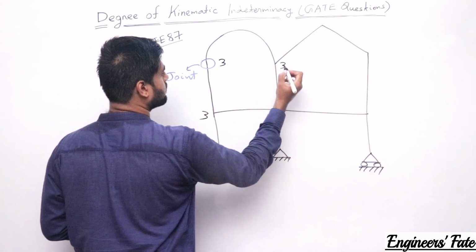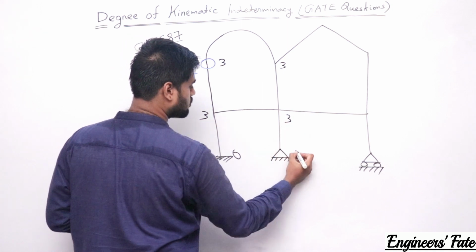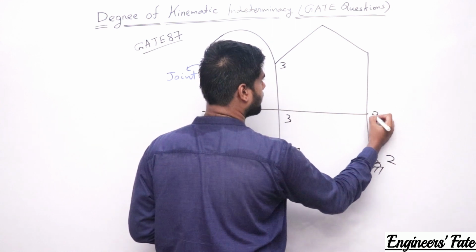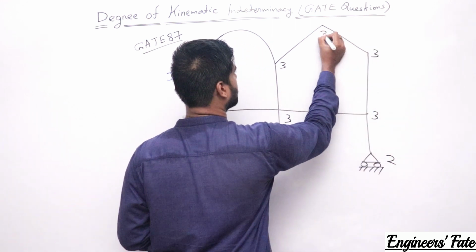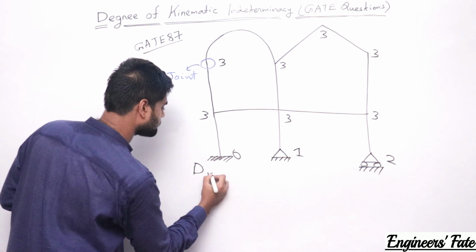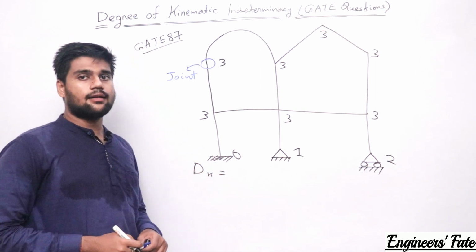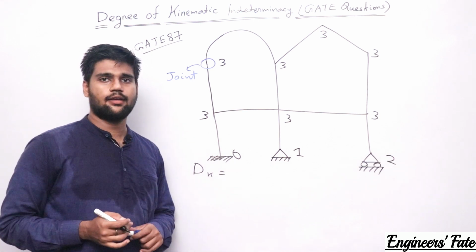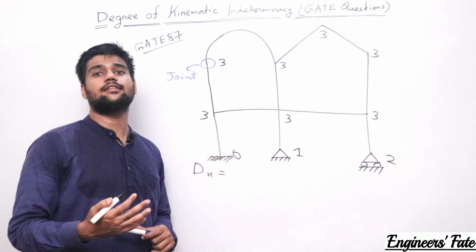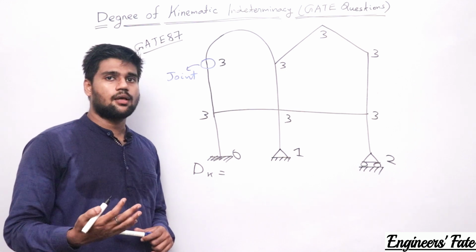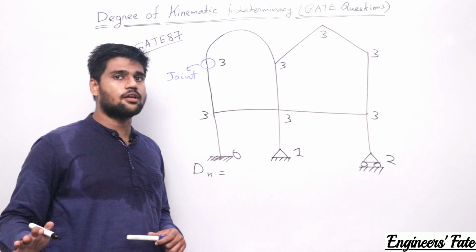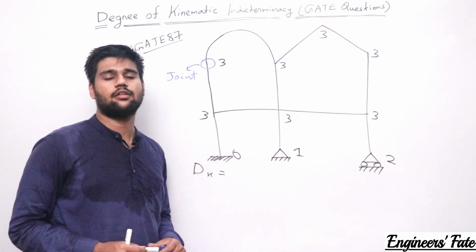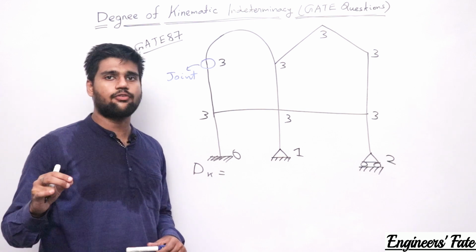Then also joint 3, joint 3, hinge that is 1, roller that is 2, joint 3, joint 3, joint 3, dk. Now what I have told you is, if in the question he has just asked for dk, then I have to find dk considering the structure axially rigid, which means I have to neglect axial deformation.